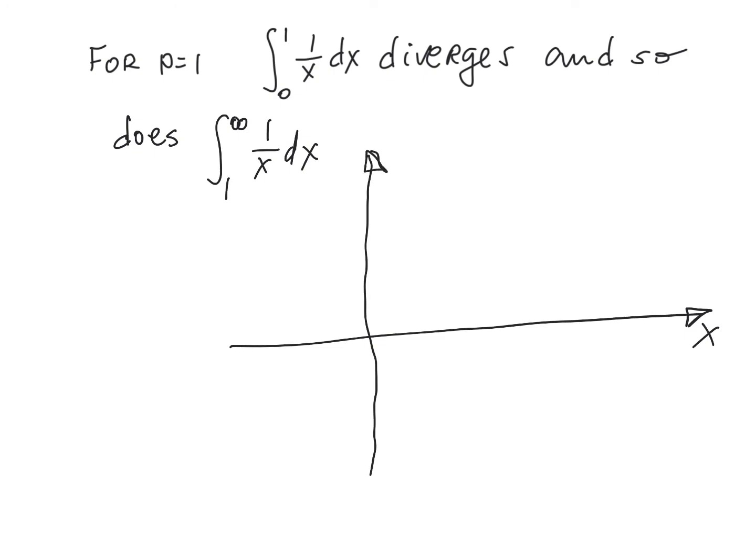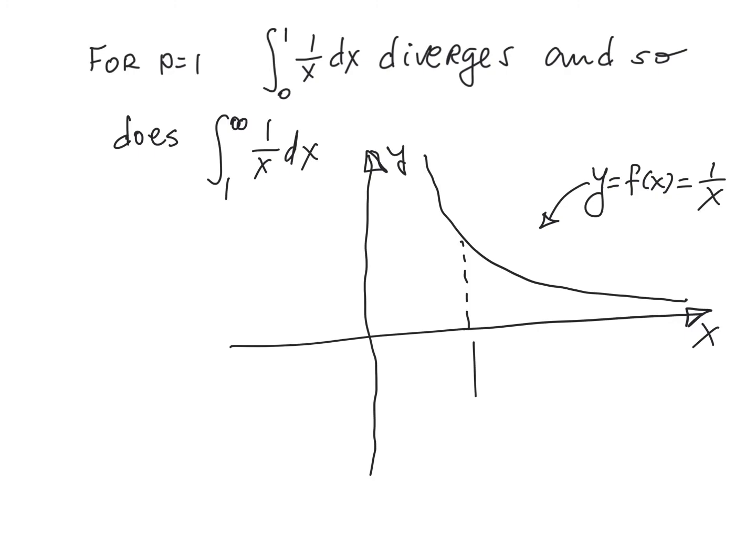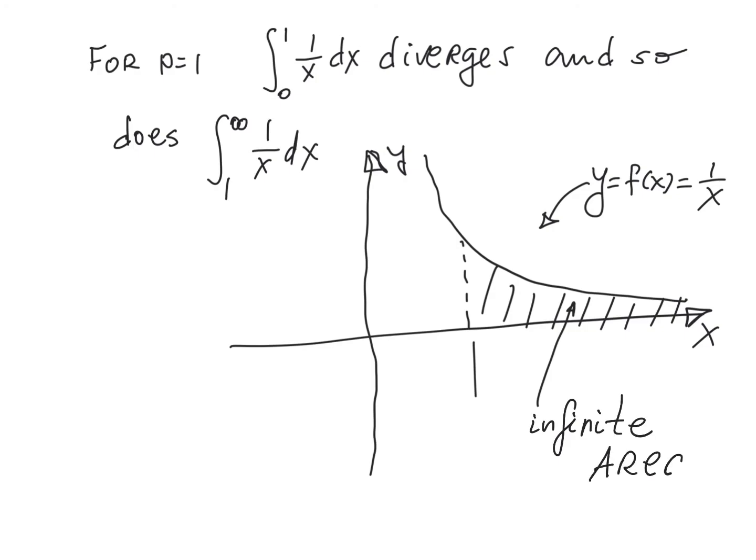If you look at quadrant number 1, there's a graph of y equals f of x equals 1 over x. And if we split it up, right here, the area from 1 to infinity under this curve is infinite. And the area from 0 to 1 under this curve is also infinite.